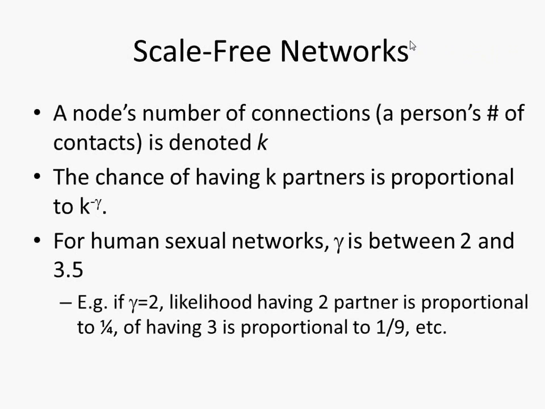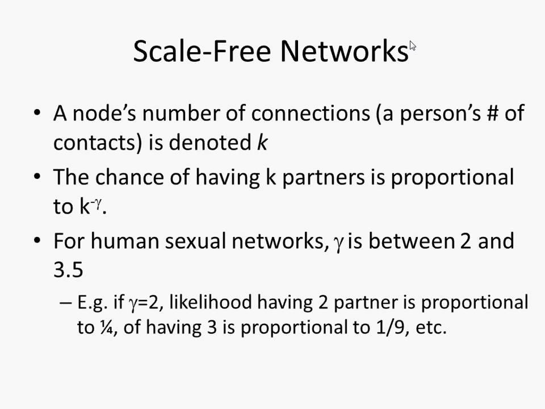And what people found is that a surprising amount of phenomena involving human contact patterns, and indeed involving other things like the duration of humans' contact, exhibit power law behavior, at least over a wide variety of ranges. And for human sexual networks, for example, it's been observed that gamma is between 2 and 3.5. Now we'll talk at an intuitive level about what that means. What do those numbers of gamma mean?